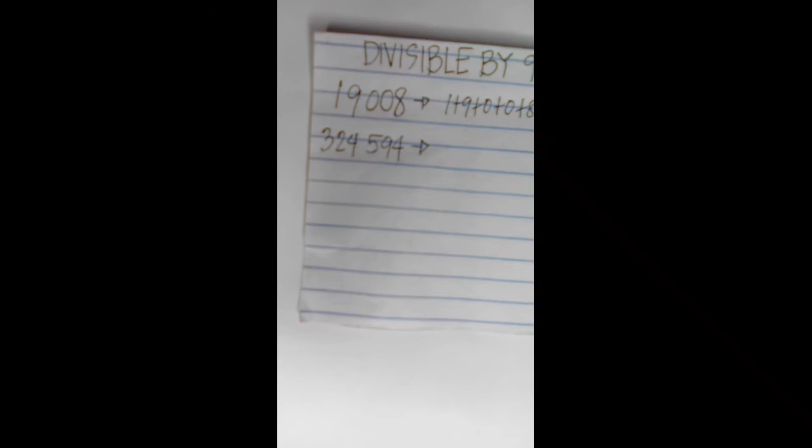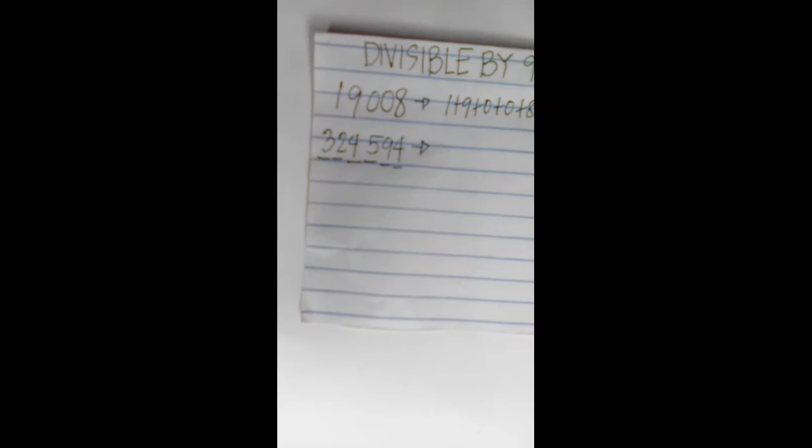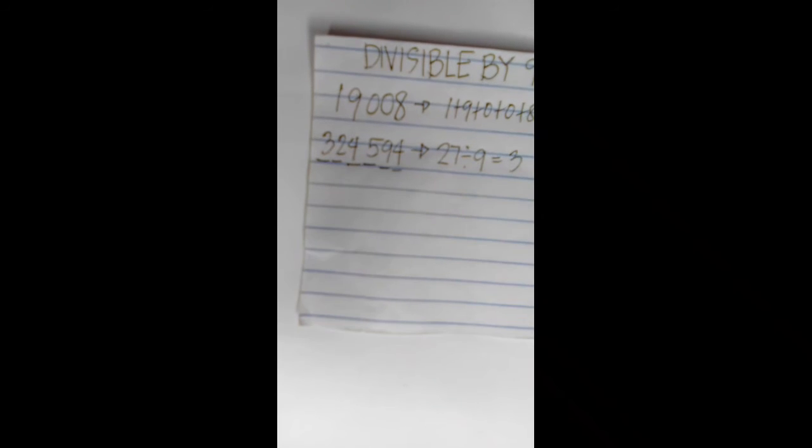So another is we have 324,594. So we need to get the sum. 3 plus 2, that is 5 plus 4, 9 plus 5, 14. 14 plus 9, 23 plus 4, that is 27. 27 divided by 9, so that is 3. So check. Okay, how do we know that a number is divisible by 10?